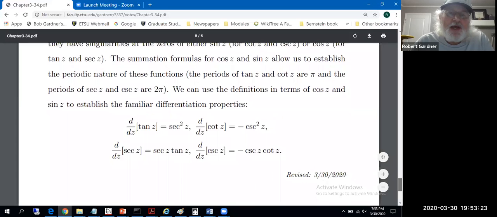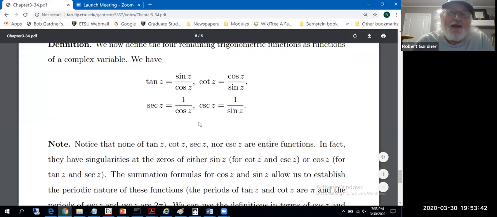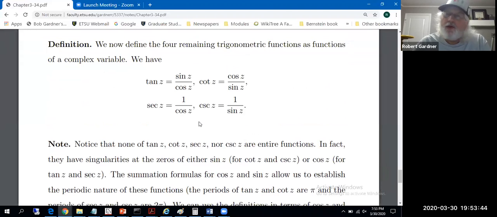We can differentiate, and guess what? The derivative of tangent is secant squared. The derivative of cotangent is negative cosecant squared. The derivative of secant is secant tangent. The derivative of cosecant is negative cosecant cotangent of z throughout. How are you going to show that? Same way you do in calculus 2. We've got these as the definitions. You good at differentiating? You're excellent at differentiating.